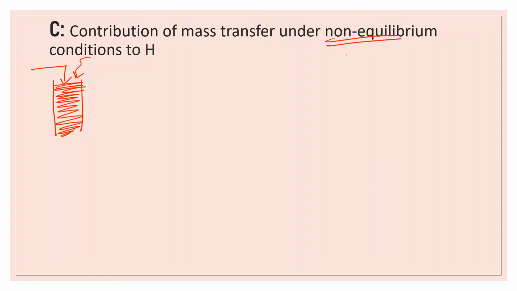Now, according to the earlier factor, that is factor B, we have seen that the flow rate has to be increased, okay, so that the overall value of B by U will be reduced and H will be reduced. But if I do this, what will happen?